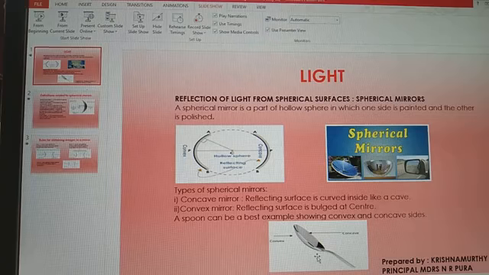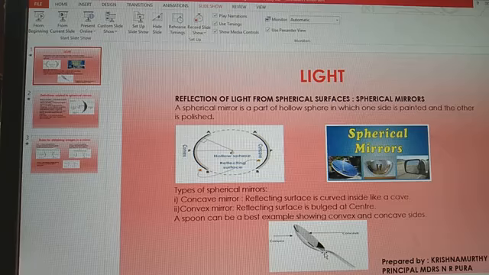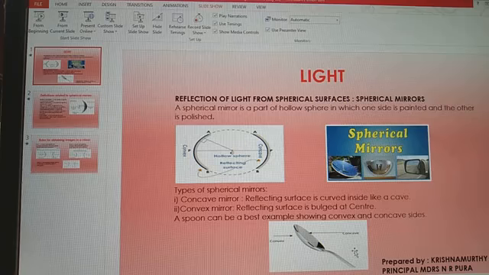If you take a spoon, the hollow surface which you use for sipping is concave. The reverse surface is convex. So what is convex and what is concave, you need to be clear. If the reflecting surface is hollow at the center, it is concave. If it is bulged at the center, it is convex. A spherical mirror is a part of a hollow sphere in which one side is painted and the other is polished.